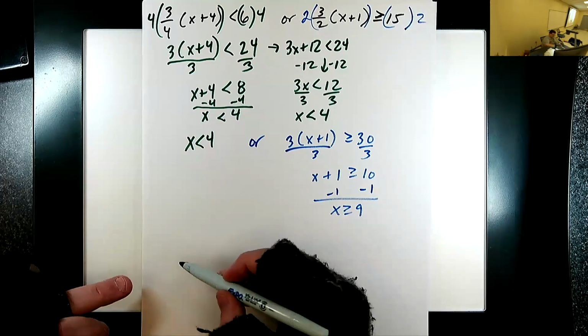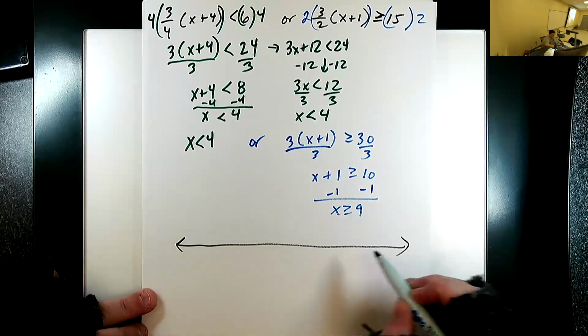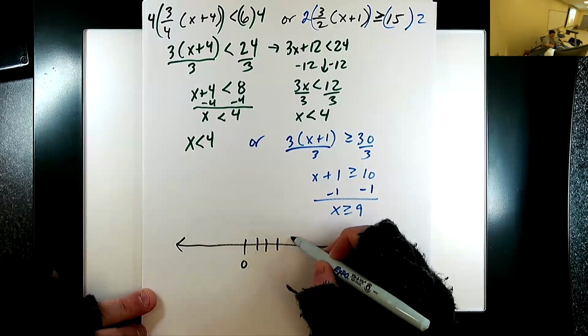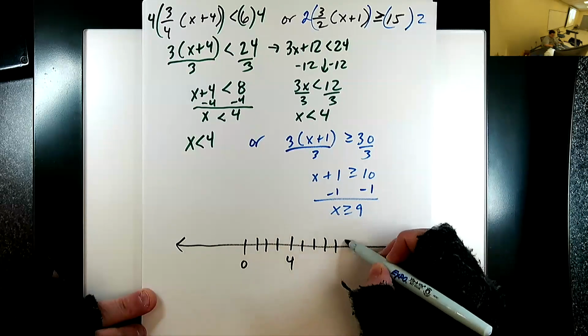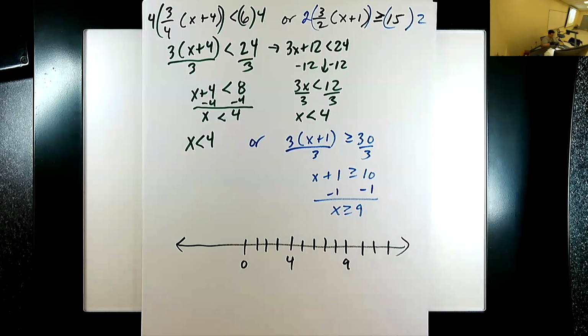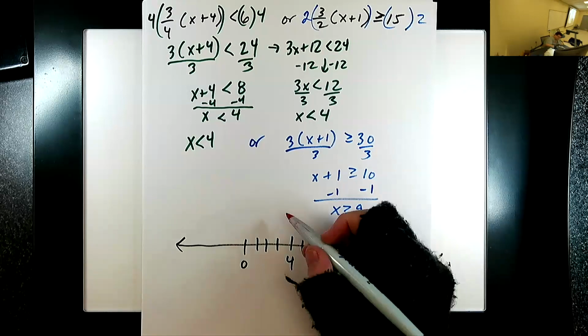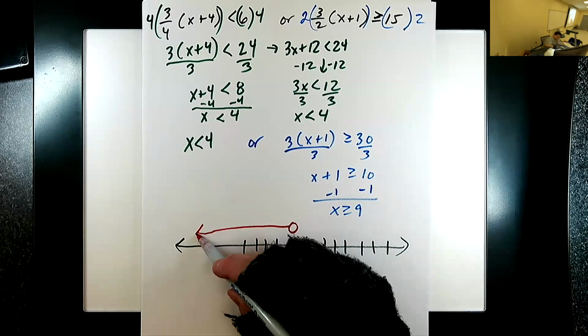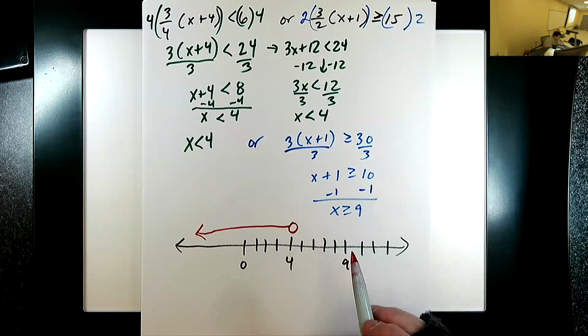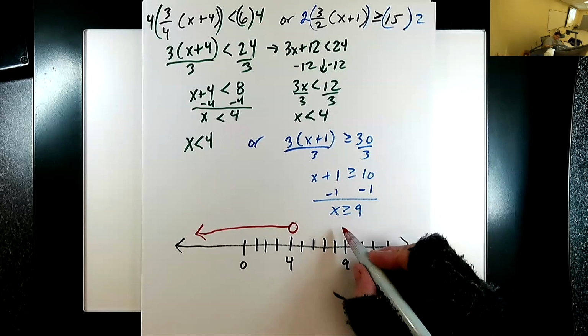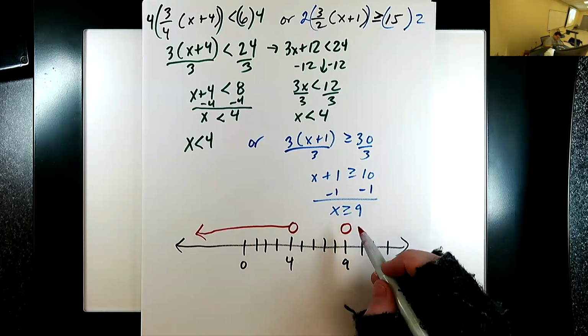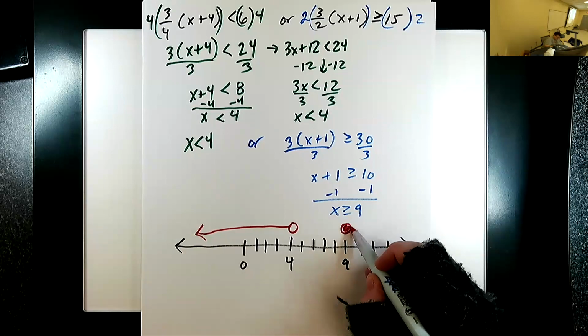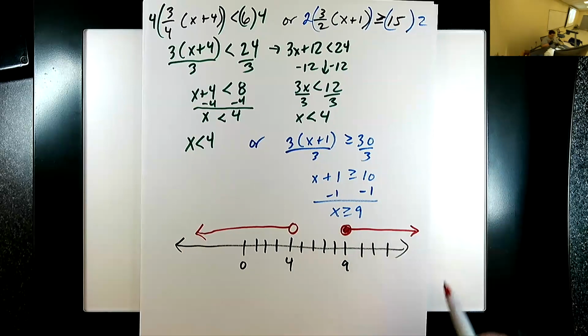So if I put this on a number line, x is less than 4, it puts a circle on 4 and goes to the left. It's a hollow circle because we don't include the 4. X is greater than or equal to 9, puts a circle on the 9. It's filled in because there's an equal portion. And we do stuff that's larger than it, so to the right of it.